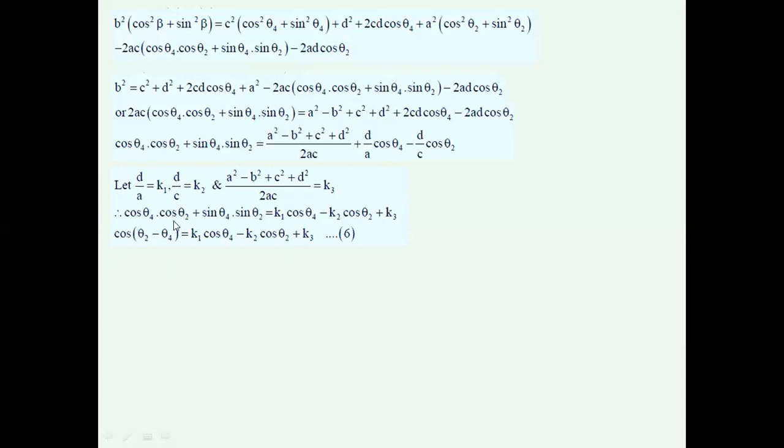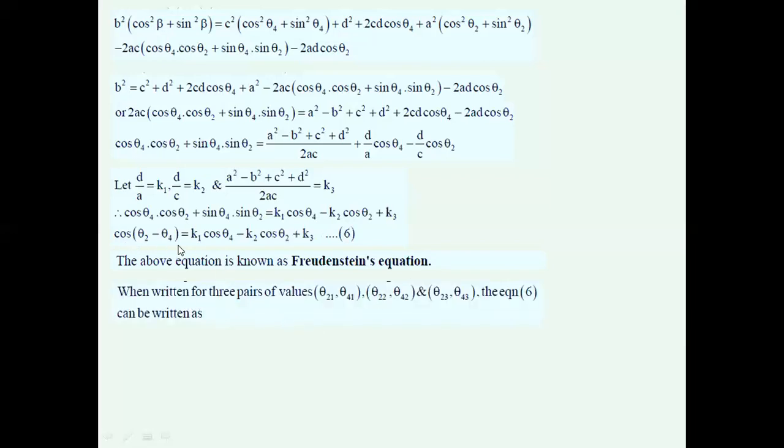Now, when you see this equation, it is in the form of cos A into cos B plus sin A into sin B. So that we can write as cos of A minus B. So cos of theta 2 minus theta 4 is equal to K1 cos theta 4 minus K2 cos theta 2 plus K3, called equation number 6. This equation is known as the Freudenstein equation for the 4-bar mechanism.